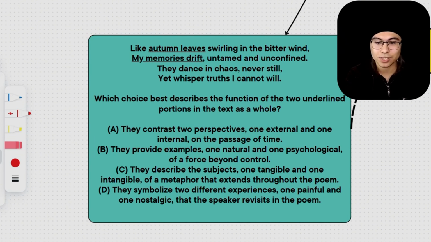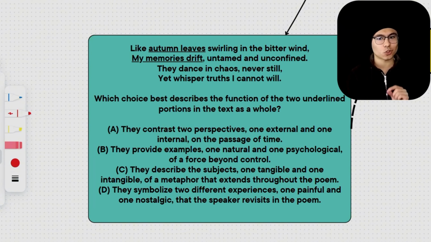Choice A: they contrast two perspectives, one external, one internal, on the passage of time. Well, this poem isn't about time passing. It's about how memories move like those leaves. So this is wrong. Choice B: they provide examples, one natural, one psychological, of a force beyond control.